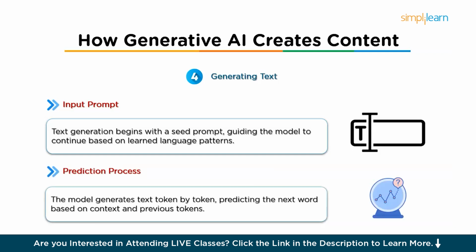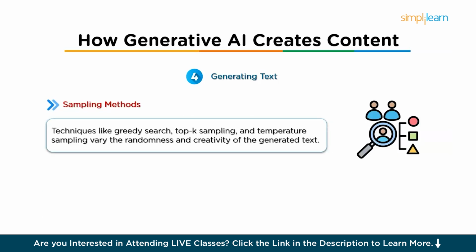Next is the prediction process. The model generates text token by token. It predicts the most probable next token based on the context provided by the input and the previous tokens it has already generated. And then there are sampling methods. There are different methods to sample the next token.